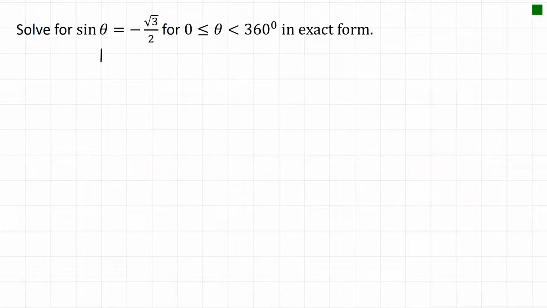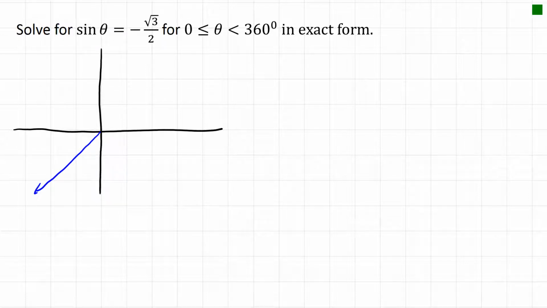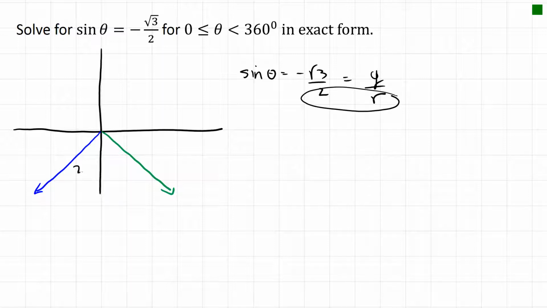And let's do this one more time, final time here. The sine ratio, where is it negative? It's negative in this quadrant right here and in this quadrant right here. And the sine ratio is negative root 3 over 2, which is the y value over the r value. So we know the r value is 2, and the y value will be negative root 3. And that's the special triangle, the 1, 2, root 3 triangle, so that's got to be negative 1.